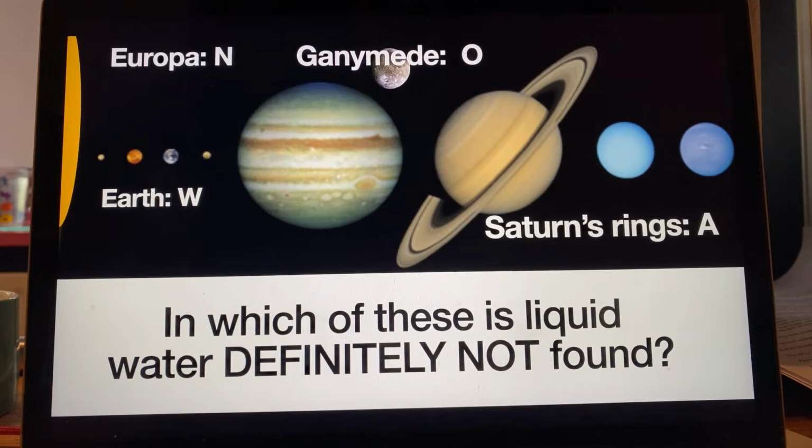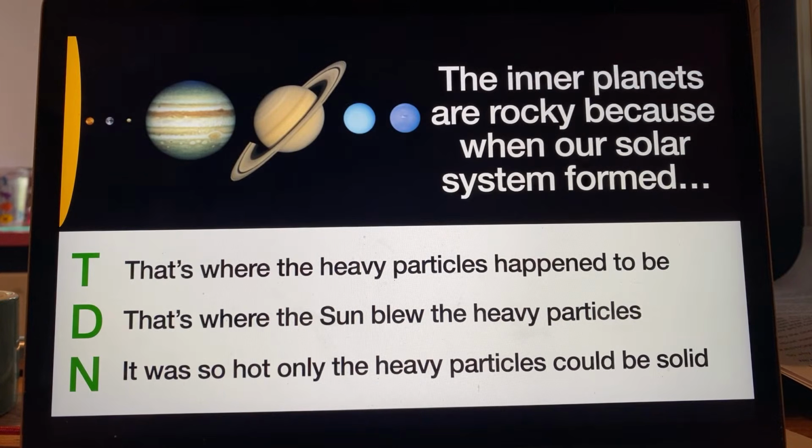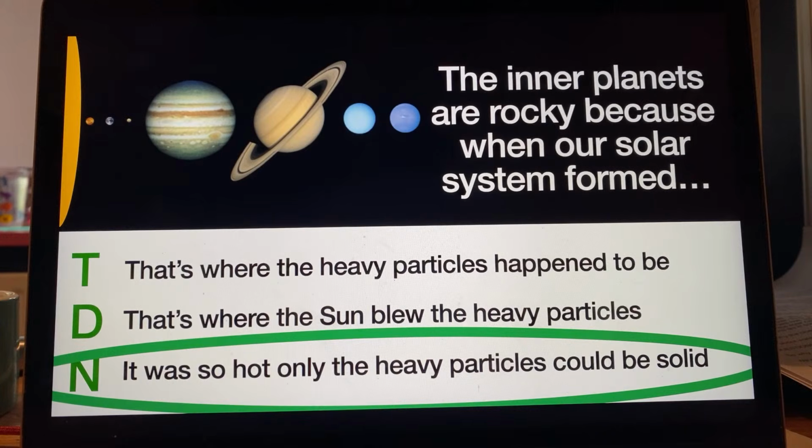In which of these is liquid water definitely not found? It is Saturn's rings. No, it's too cold out there. So Saturn's rings have a lot of water, but it's all water ice, icy water. The inner planets are rocky because when our solar system formed, it was so hot that only the heavy particles could clump together and become solids.